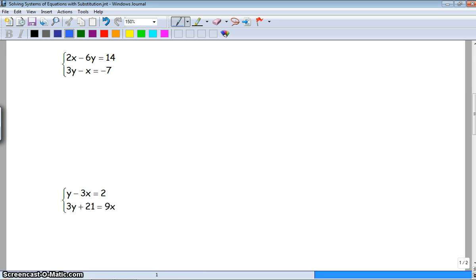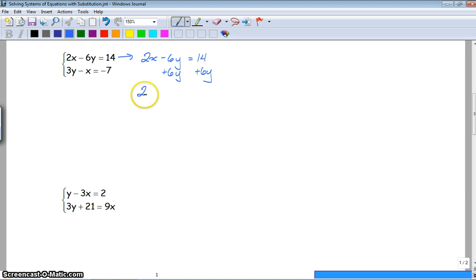Now, if there's an instance where the variable is not isolated, you need to go through and solve. So I'm going to take this first equation, 2x minus 6y equals 14, and solve for x. So I add 6y to both sides. 2x equals 6y plus 14, and divide everything by 2. X equals 3y plus 7.